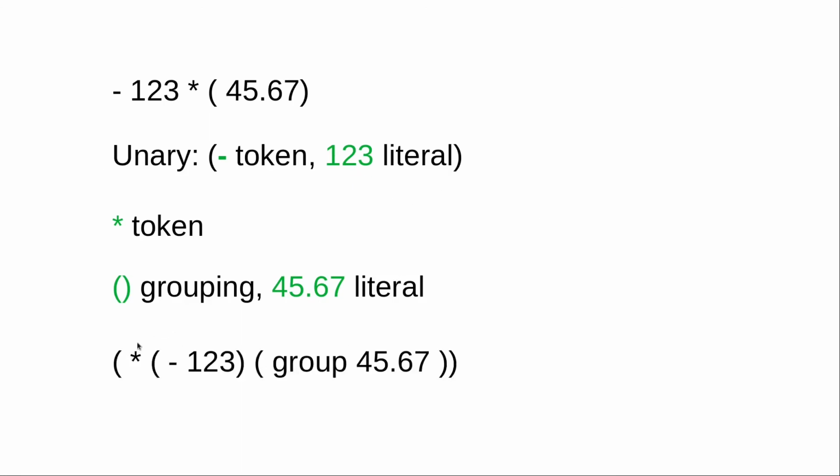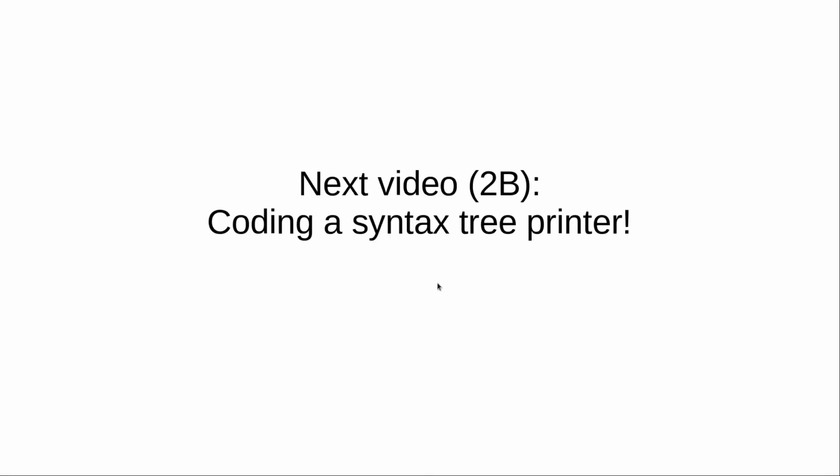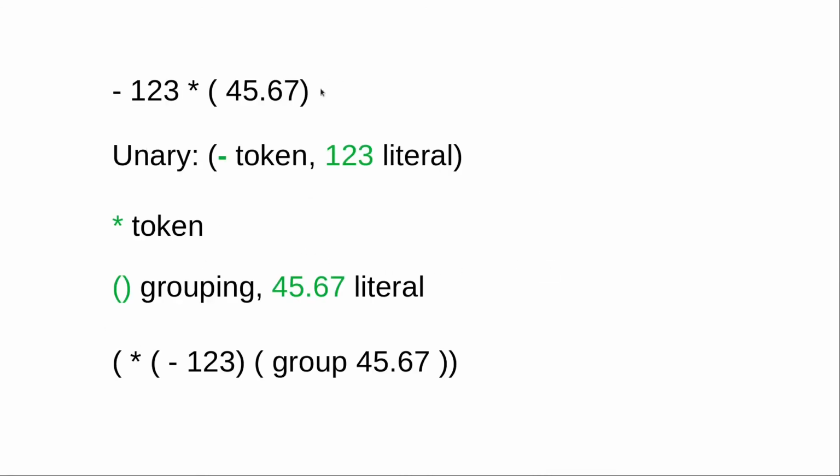And at the very end, we want something that looks like this. It's kind of lispy, and you can see that we actually want to multiply these two groups, and we want to evaluate everything within each group first before we multiply. And that's exactly how our mind kind of reads it. And basically in the next video, we're going to be coding up a syntax tree printer just to make sense of this.